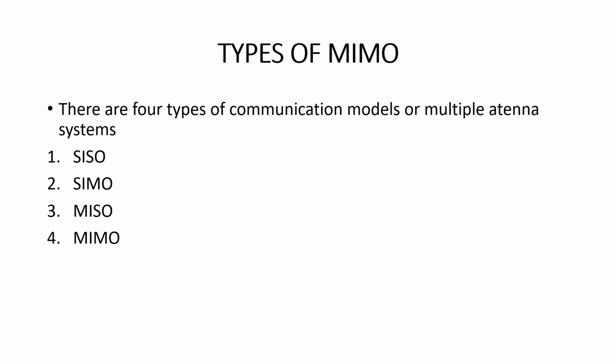There are four different techniques in wireless communication to use antennas at the transmitter and at the receiver. Before the MIMO concept came into the picture, we had three more: SISO, single input, single output; SIMO, single input, multiple output; and MISO, multiple input, single output. These are the three versions related to MIMO. The first one is SISO. We will see what is SISO.